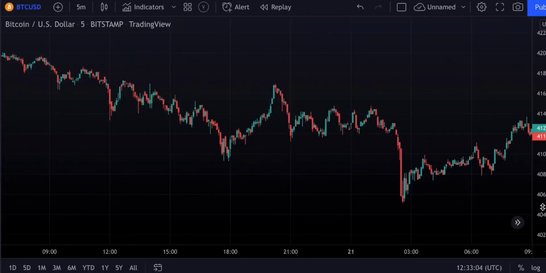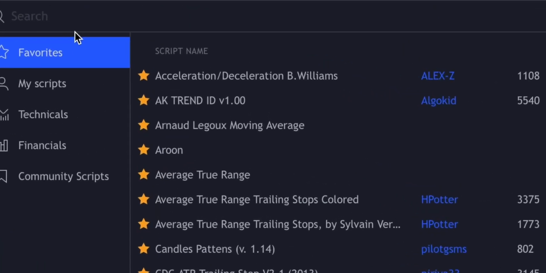We're going to test our strategies on a Bitcoin 5-minute chart, and for our first strategy we're only going to need one indicator. And that indicator is called Heikin-Ashi RSI.